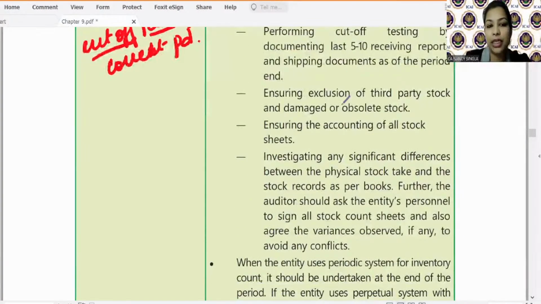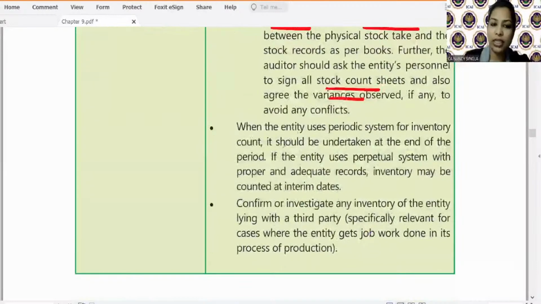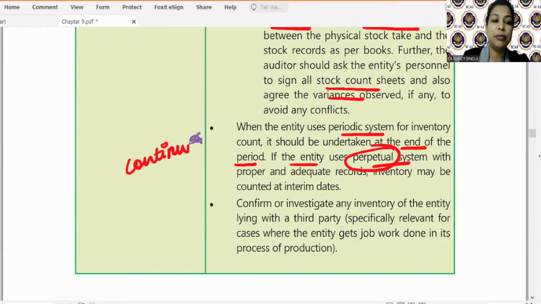Exclusion of the third party stock, the inventory belonging to a third party, damaged or obsolete stock, and ensure that accounting of all stock sheets has been done. Significant differences need to be investigated and variances observed, okay? If a periodic system is used, count at the year end; if the entity is using a perpetual system, that is continuous, right? I gave you the example of grocery stores, right? And if adequate records are maintained, inventory may be counted at interim dates, okay?